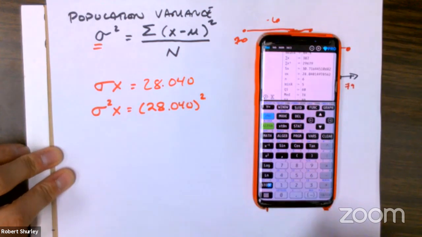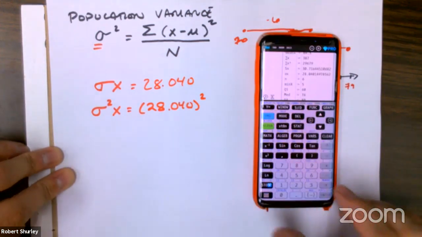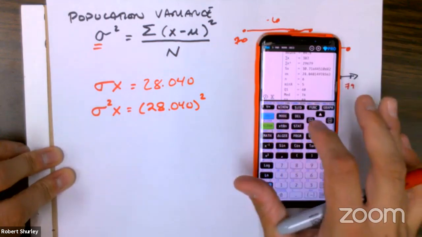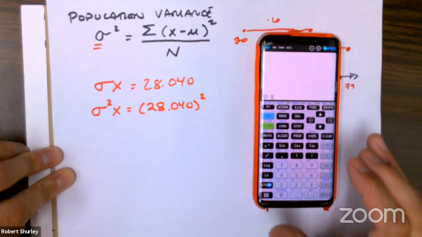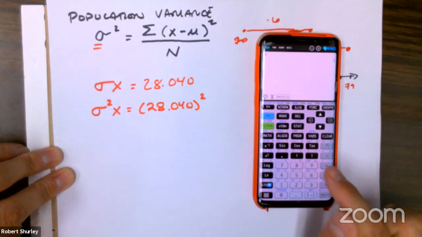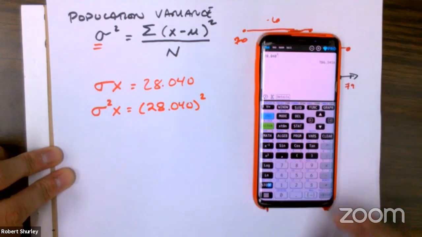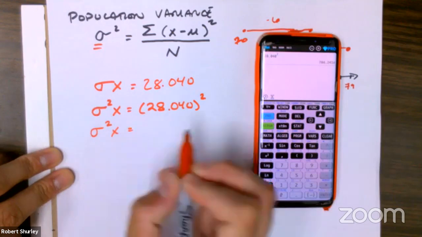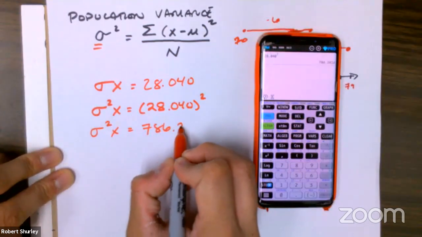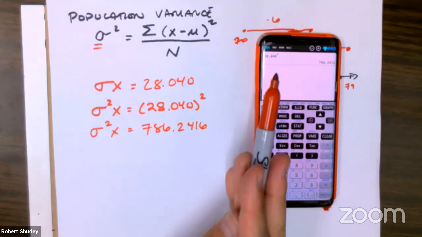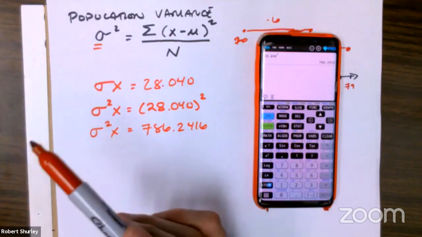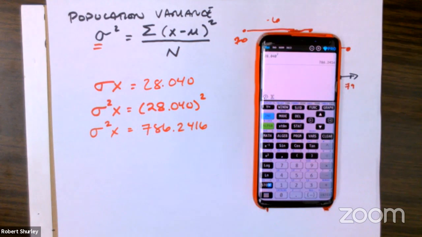That's a bummer, okay? So I'm going to clear this out. There we go. Okay, so I'm going to do 28.040 and then square it. And I wind up with my variance, my population variance for this data: 786.2416. So remember that was the test that had the like 5 on it, right? We had the 5 and then all the other numbers. We had a population variance of 786.2416. So to find it in the calculator, you use the same list mode.